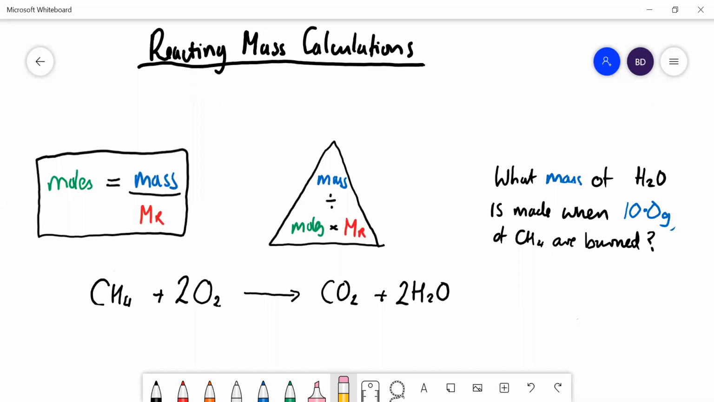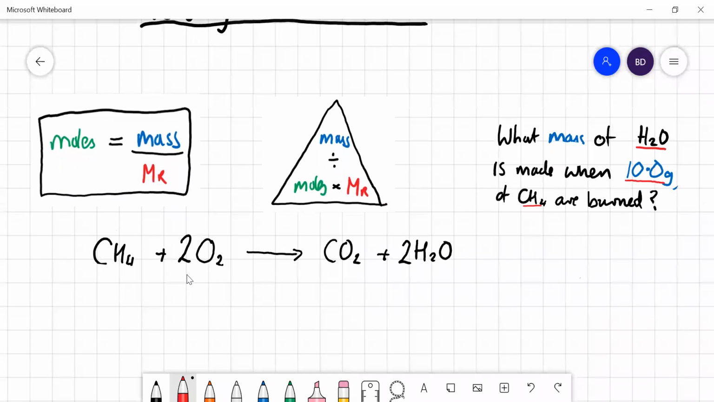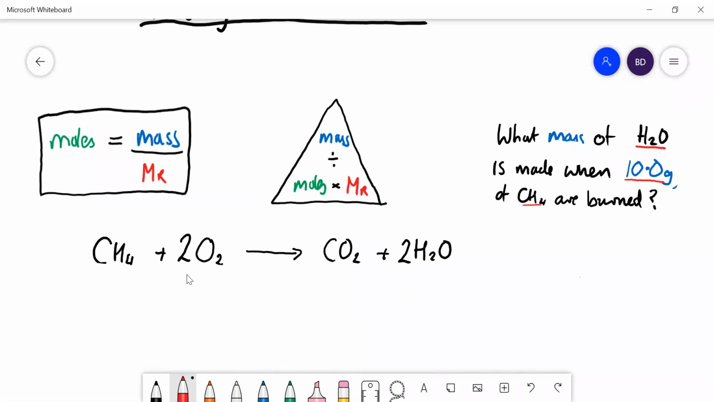Okay, we're going to have a look at how to do these reacting mass calculations. These are the most common sort of calculations you get at GCSE. So here's the problem. What mass of water is going to be formed when you burn 10 grams of methane? Now, whenever you do these sort of calculations, you always need the balanced equation. So let's see what that is.